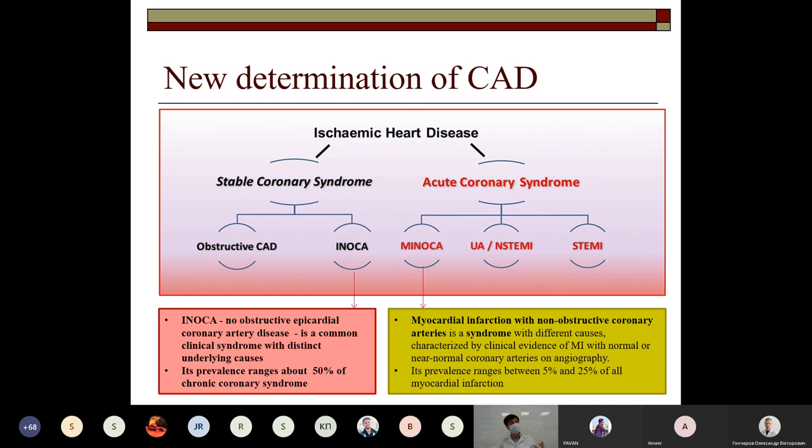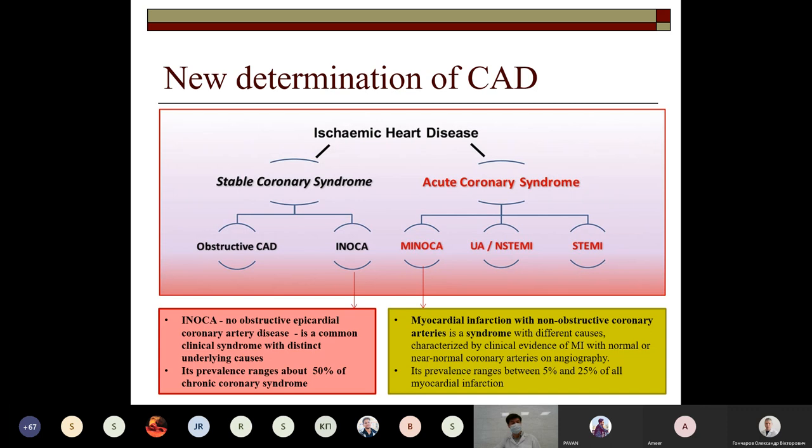The chronic coronary syndrome should be divided into two groups: patients having obstructive CAD, which is associated with established fixed stenosis due to atherosclerotic plaque formation, and the so-called INOCA. INOCA is non-obstructive epicardial coronary artery disease. This is a common clinical syndrome with distinct underlying causes, when patients have clinical signs and symptoms of stable angina, but there is no established fixed stenosis due to atherosclerotic plaque in the epicardial arteries.